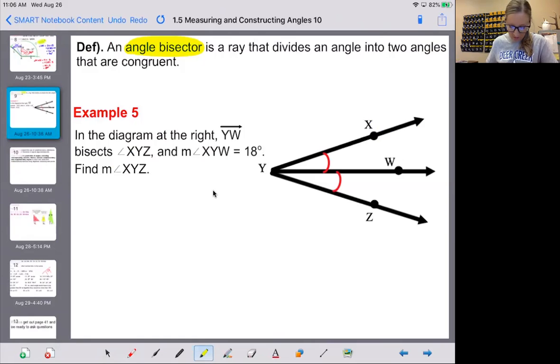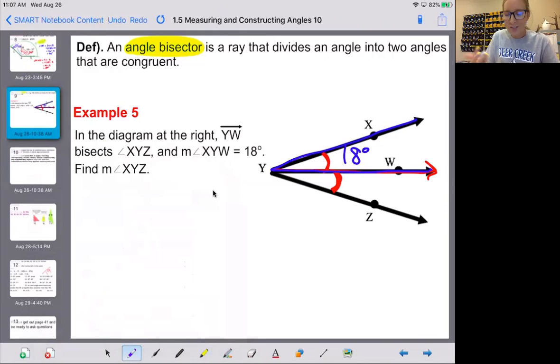Okay, so in example 5, it says in the diagram at the right, ray YW is bisecting or cutting in half. So this guy right here is cutting the larger angle in half. In half, meaning equal. Okay, see these little red arcs, right? What do we know about that now? Those red arcs mean that they are equal. Okay, it says that the measure of angle XYW, so this top angle, is 18 degrees. Find the measure of XYZ. XYZ is the larger one, the big one.